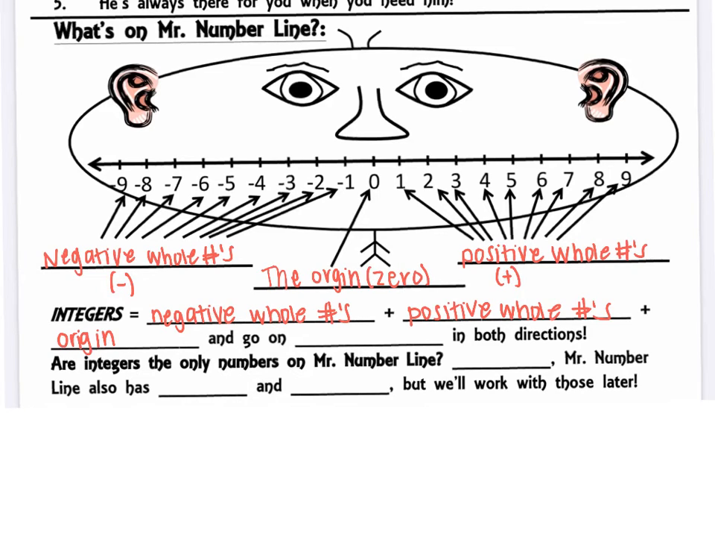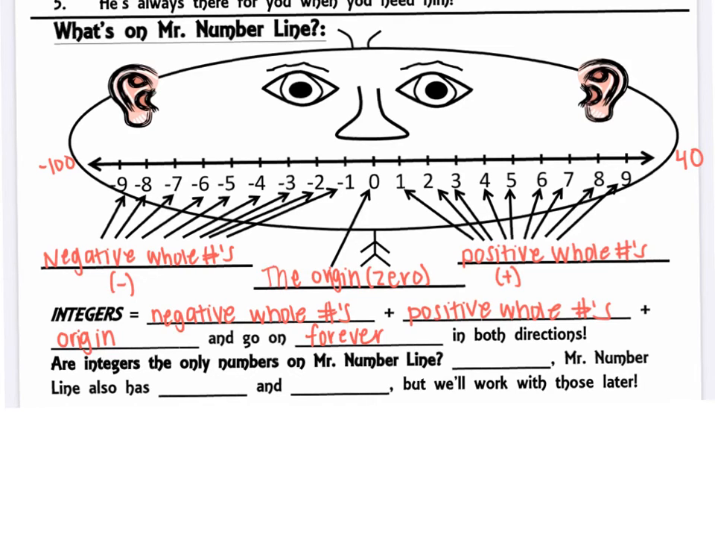O-R-I-G-I-N. The origin is 0, and it does go on forever. So even though it's not on here, 40 is an integer, and even though it's not on here, negative 100 is also an integer. So it goes on forever in both directions.